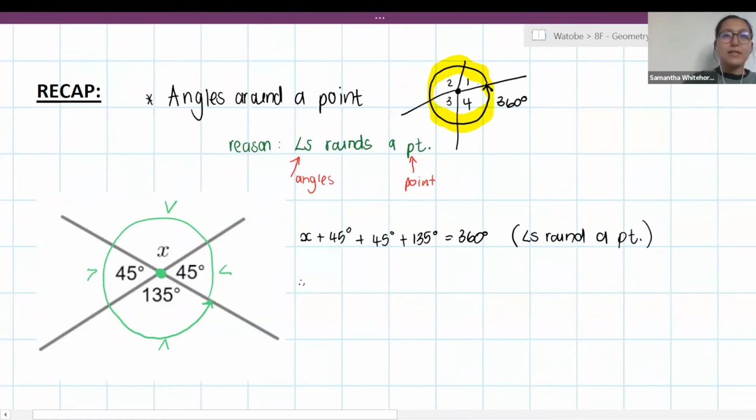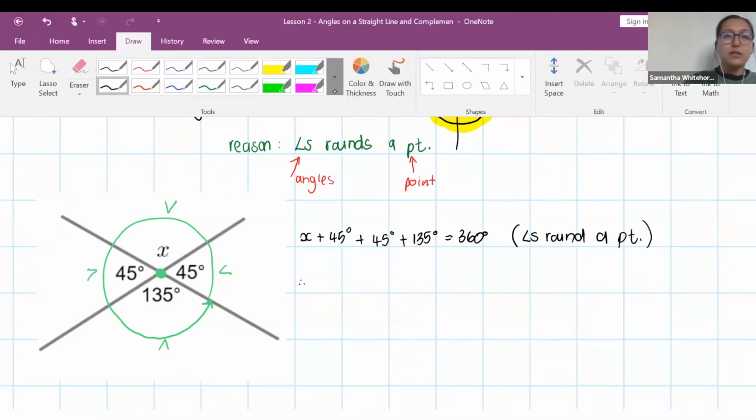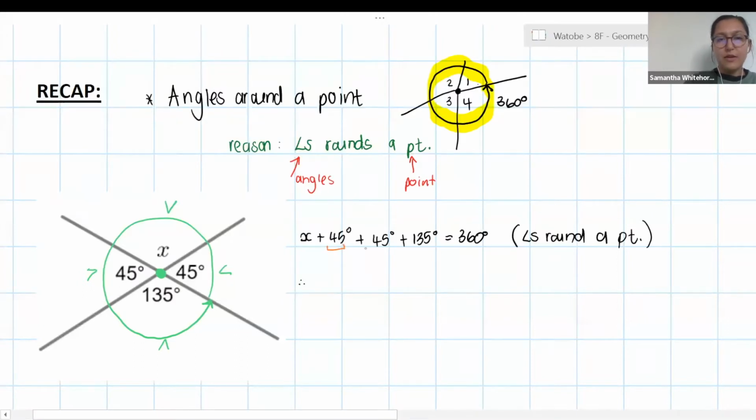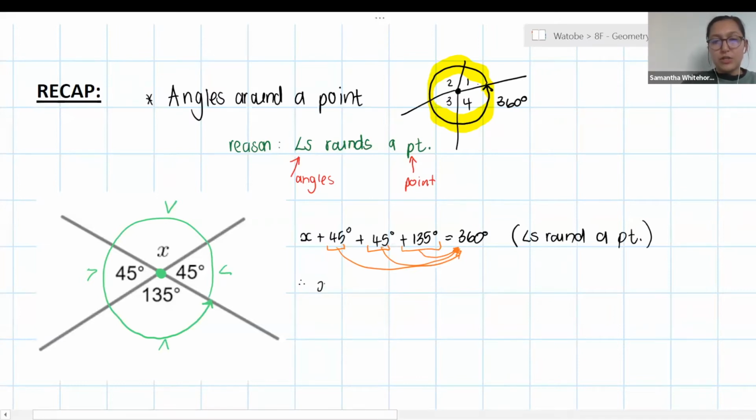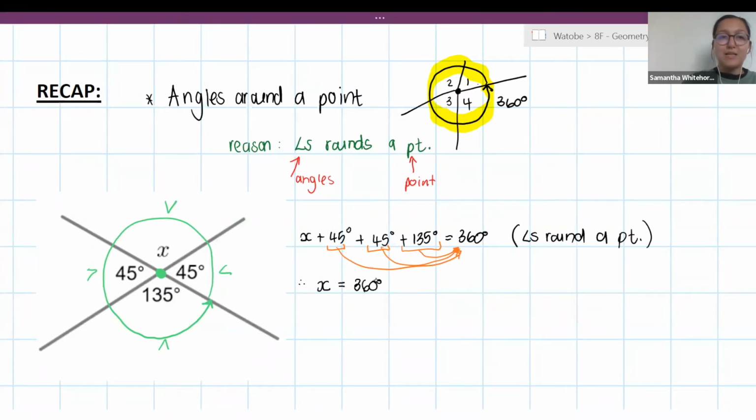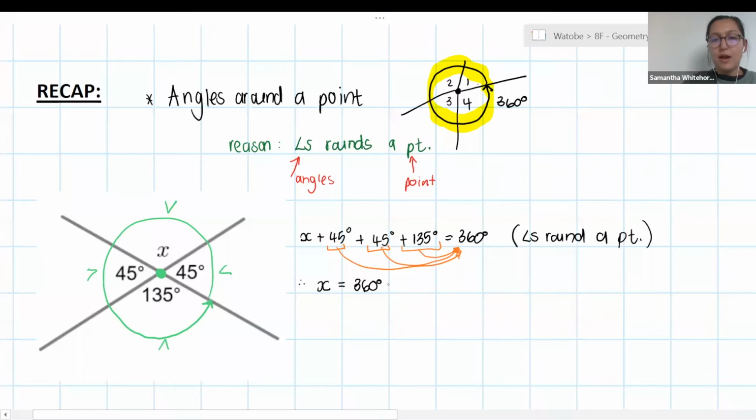So what I know is that I want to bring all of these constants, the 45, the 45, and the 135, over to the right-hand side of my equation, because I want to solve for x, so I want to get x alone. And I know that the only way I can do that is to use my inverse operations. So I will have x on the left, and then 360 minus all of those values, because that's what happens when I bring them over the equal sign.